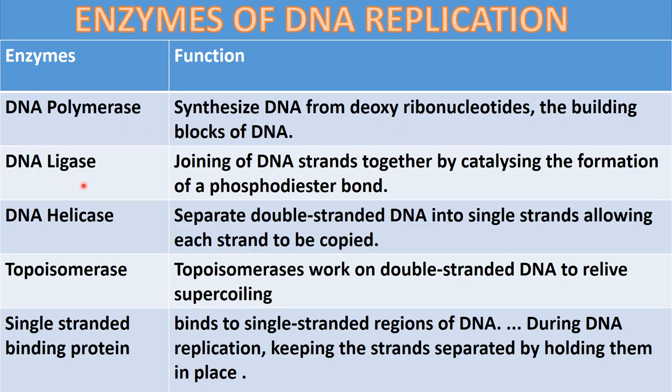Then the second enzyme is DNA ligase, and the function of this enzyme is joining DNA strands together by catalyzing the formation of a phosphodiester bond. As you know, the phosphodiester bond is present between two deoxyribonucleotides to make a polynucleotide chain. So how is that phosphodiester bond formed? The DNA ligase enzyme forms that bond.